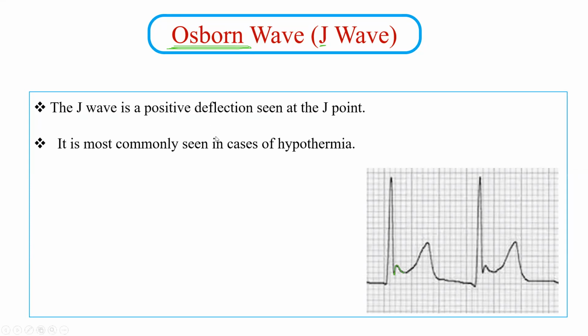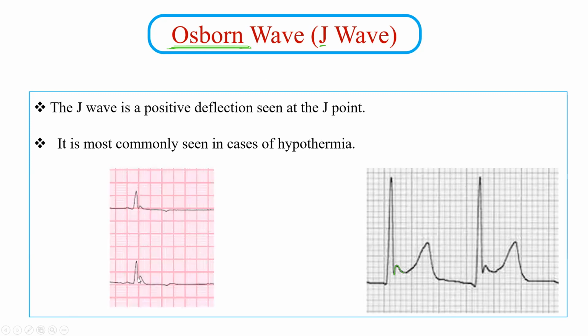And sometimes we see it with subarachnoid hemorrhage or other brain injury. It can be seen also with myocarditis, especially if it is severe and the patient is hospitalized for it. Sometimes we see it in cases of Brugada syndrome as well. So the Osborn wave is seen in multiple causes, but whenever you see it, please think about hypothermia as the most important cause.